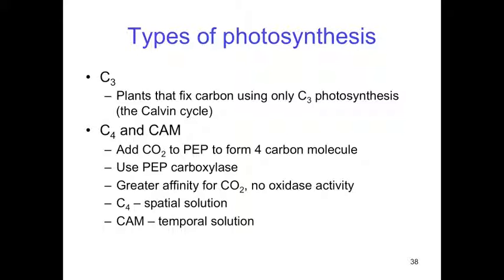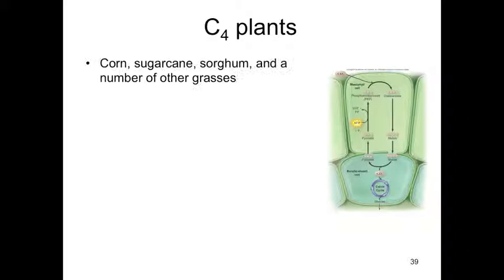There are two different solutions. First of all, there's a spatial solution, which we see in C4 plants. And then there's a temporal solution, both of which use PEP carboxylase to form a 4-carbon molecule. So even though one is called C4 and one is called CAM, both of them result in carbon dioxide being fixed to a 3-carbon molecule to form a 4-carbon molecule, hence the name C4 photosynthesis.